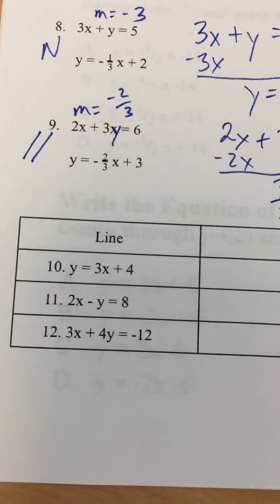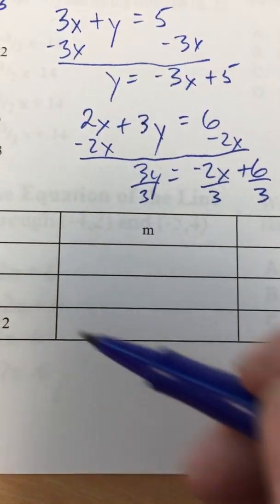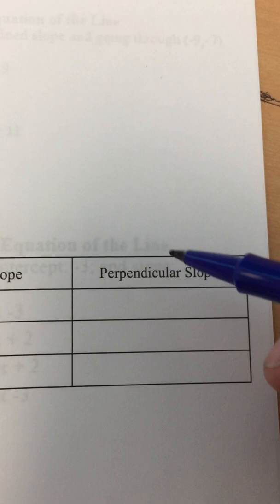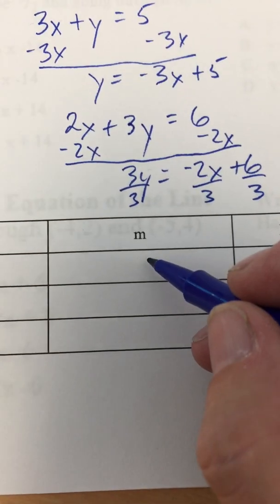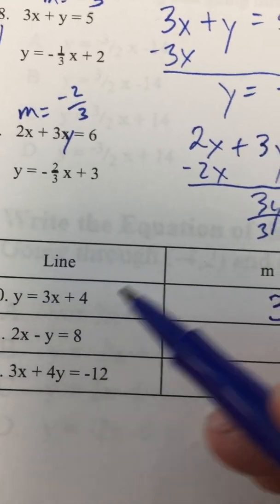All right, this next section. They've given you the equations, and we want to write down the slope of the equation they gave us, and then we're going to write down the slope of a parallel line and the slope of a perpendicular line. So, is this in y equals format? Yes, the slope is 3. So the slope of this line that we just had is 3. The number in front of the x when it's in y equals format is your slope number. The number on the end is your y-intercept.